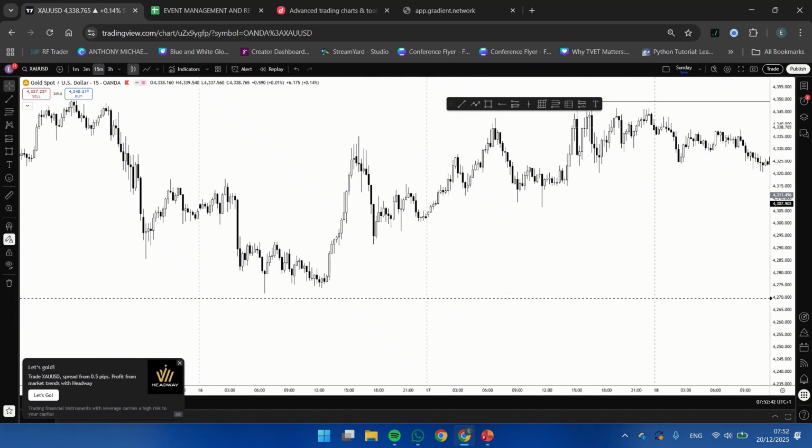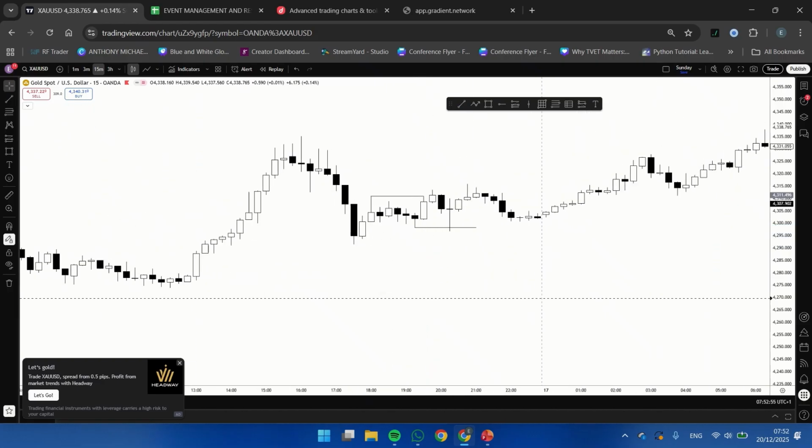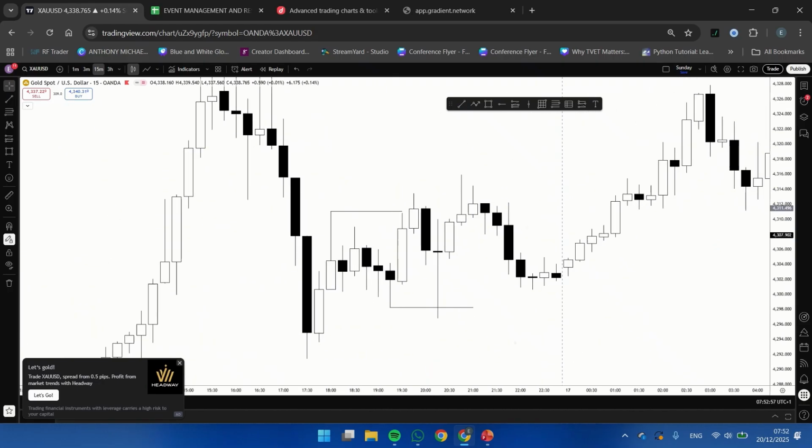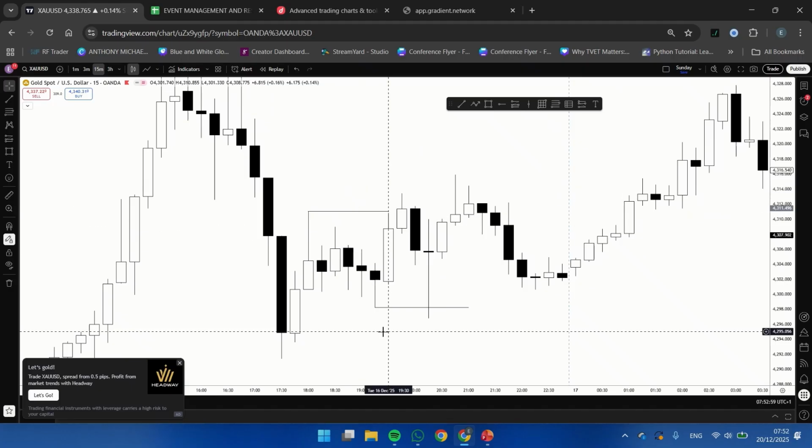Let's assume I'm in this range here. Just a small tiny range. This place here. All I'm saying is, let me zoom in. I'm going to wait to see which one will break first.